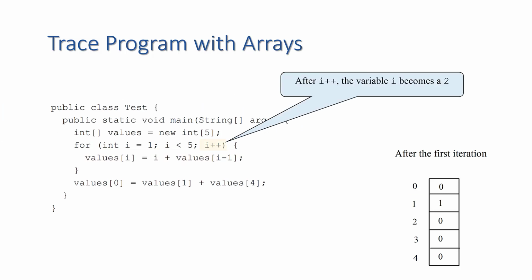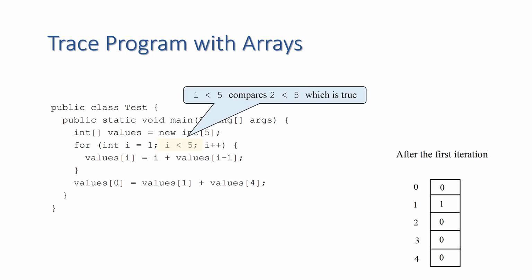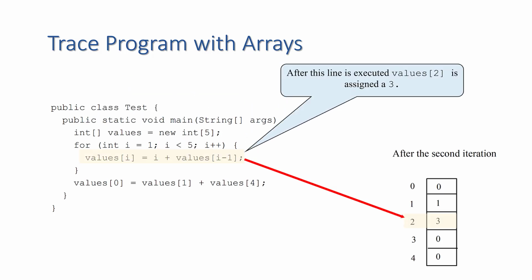At the end of the loop, the update section of the for loop is executed. i was 1, so i plus plus sets i to 2. Because 2 less than 5 evaluates to true, control transfers to the body of the for loop. Because i is 2 and value sub i minus 1 is 1, value sub 2 is set to the result of 2 plus 1. So it is assigned a value of 3.